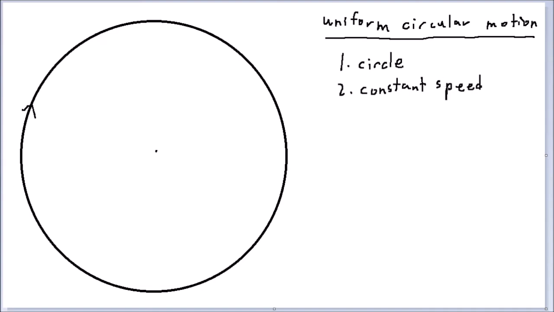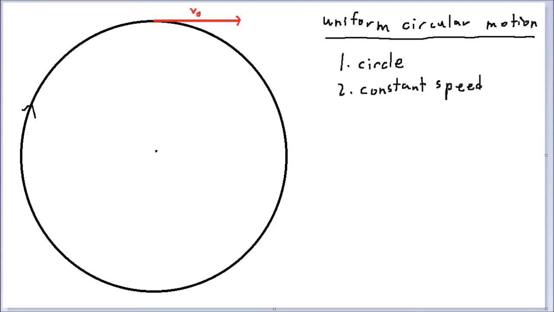So now let's look at what this acceleration might be. The important thing to note is that at any given point on the circle, the object is going to have a velocity vector that is tangent to the circle at that point. So let's draw a velocity here. We're going to label this as v naught. So our initial velocity is here.